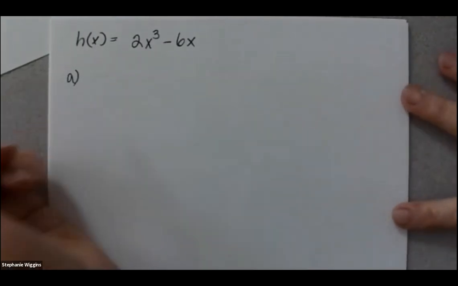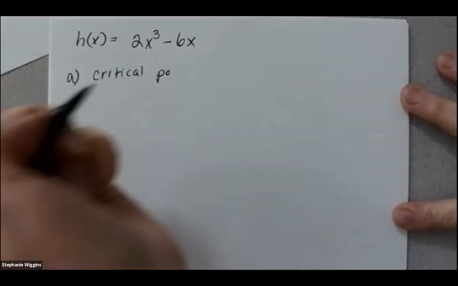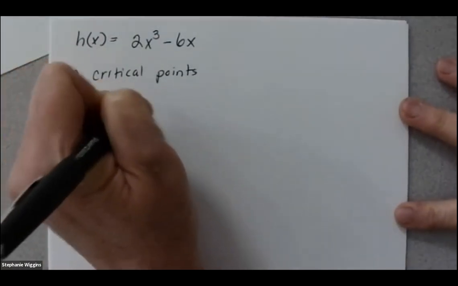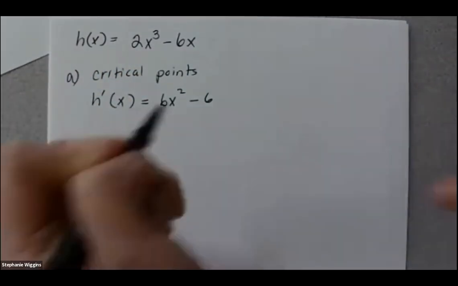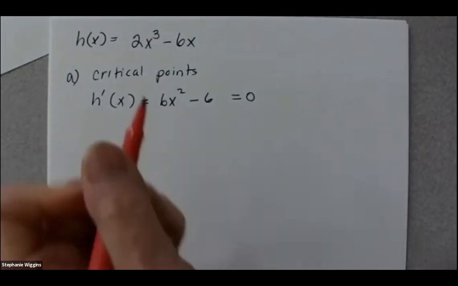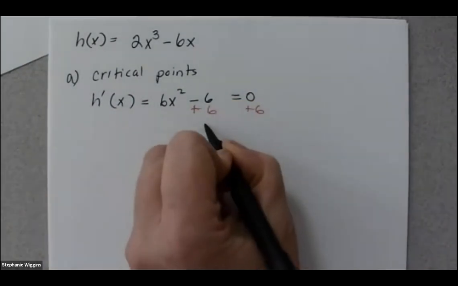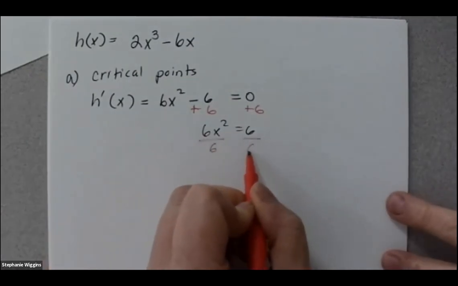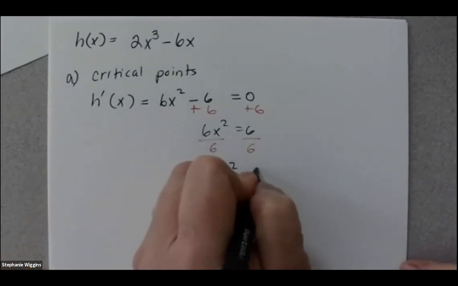So the first part, we need to find critical points. To do that, you set the first derivative equal to 0. So we have h prime of x, using the power rule, is 6x squared minus 6. Then you set that equal to 0. We add 6 to both sides and you get 6x squared equals 6. Then we divide both sides by 6 and we have x squared equals 1.